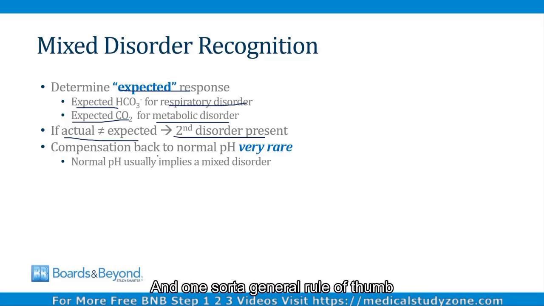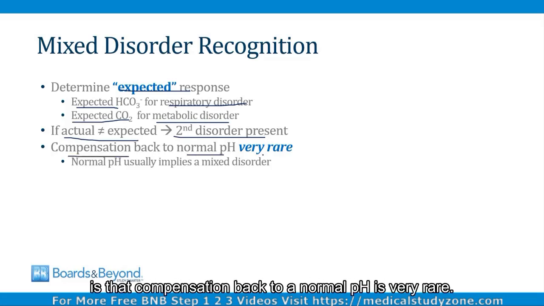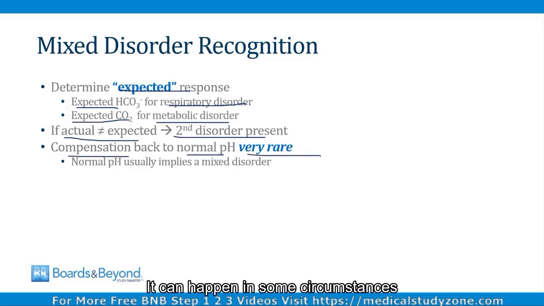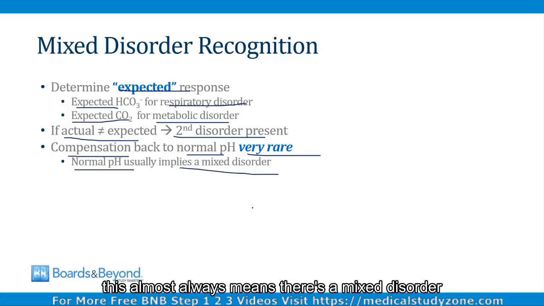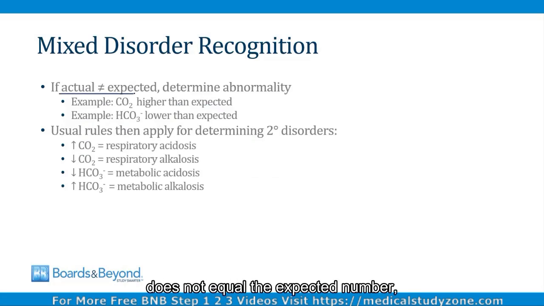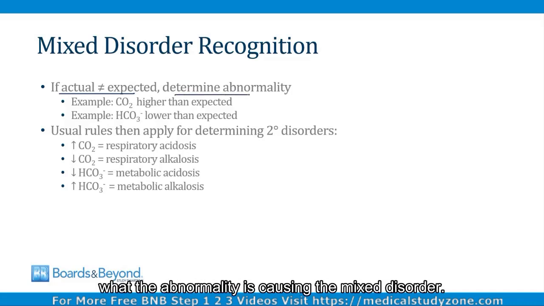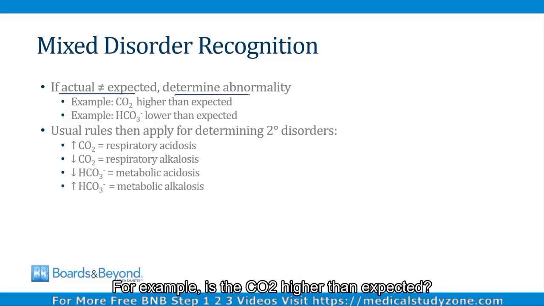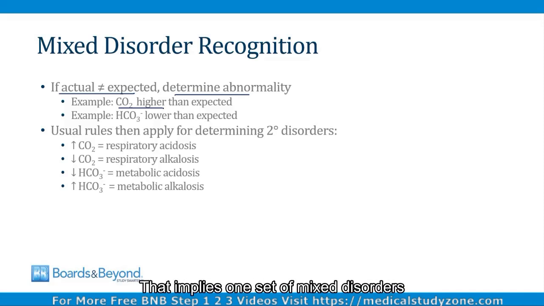And one general rule of thumb is that compensation back to a normal pH is very rare. It can happen in some circumstances, but it's extremely uncommon. So if you see a patient who has a very high bicarb or a very low CO2, but their pH is normal, this almost always means there's a mixed disorder, and this is a rule of thumb you can follow. So as I said, if the actual number does not equal the expected number, then you have a mixed disorder. Once you know that, you need to determine what the abnormality is causing the mixed disorder. For example, is the CO2 higher than expected? That implies one set of mixed disorders. Or is the bicarb lower than expected? That implies something else.